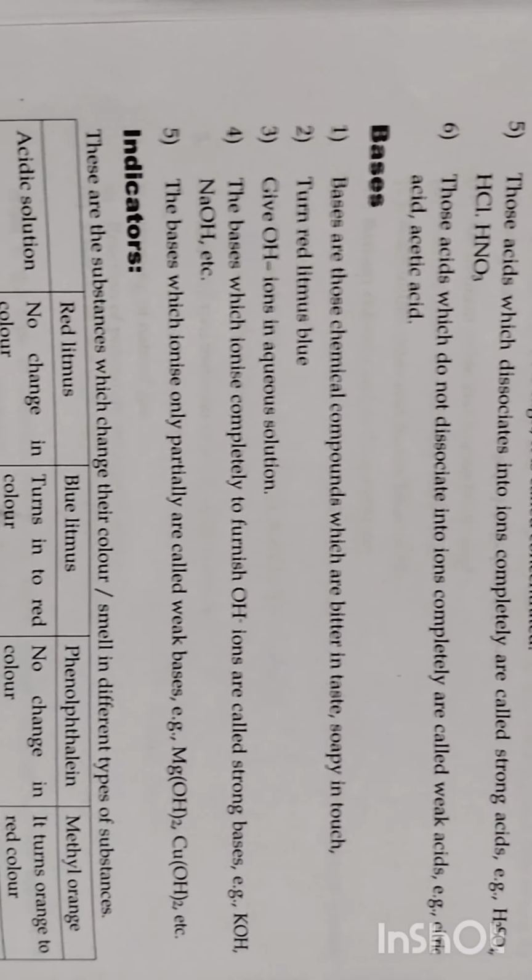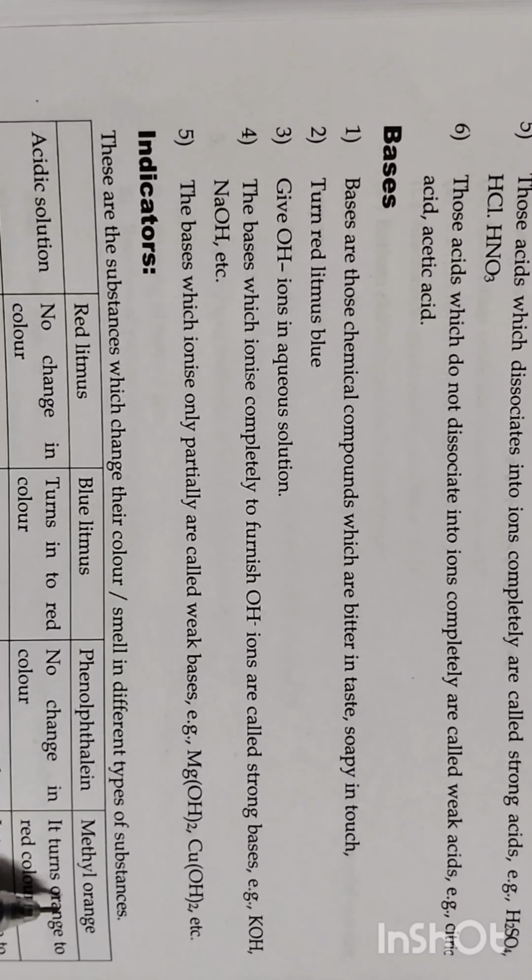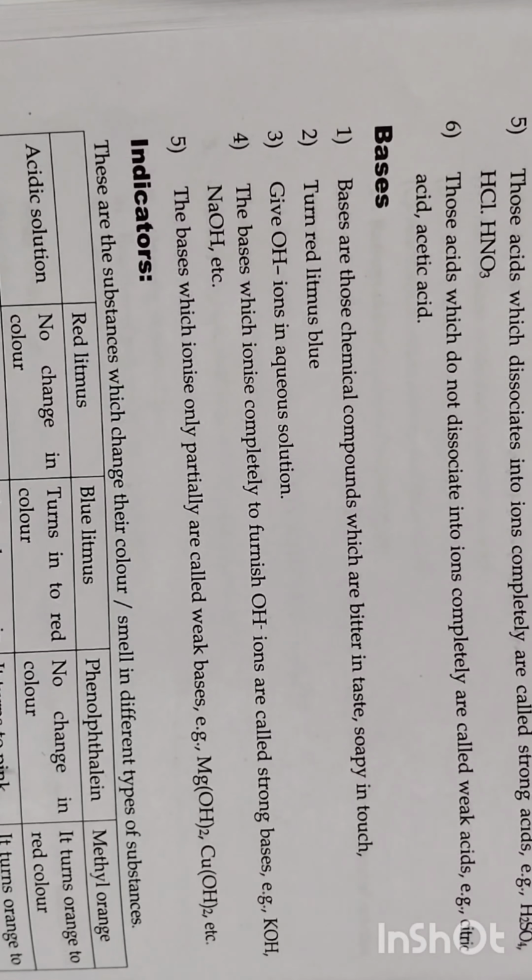In an acidic solution, there is no change in the color of the red litmus. But the acidic solutions turn the blue litmus paper into red color. That is the second, very important characteristic. When you add a phenolphthalein indicator to an acidic solution, no change in color takes place. But when you add methyl orange to the acidic solution, it turns orange into red color, which is a characteristic of acidic solutions.